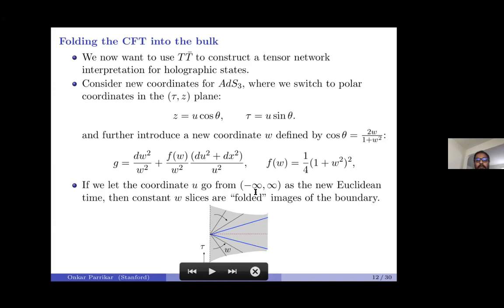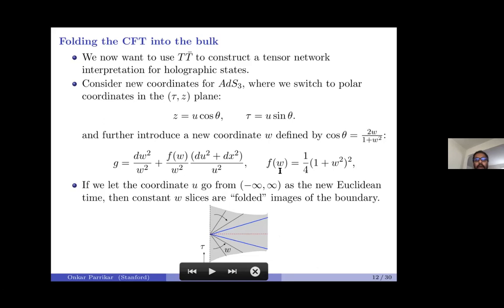With that convention in mind, if you look at a constant w slice in this coordinate system, then that looks like this folded blue slice. Now, if you work through these conventions, then as w goes to zero, this folded slice is going off to the asymptotic boundary and opening up into the full boundary Euclidean path integral. As w becomes larger, this blue slice folds into the bulk, and as w goes to one, it folds itself onto this time reflection symmetric slice in the bulk. That's where we are going to stop this w coordinate. So the w coordinate just goes from zero to one. Okay, that was just describing the coordinate system.